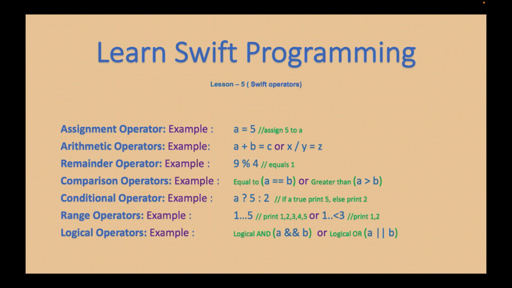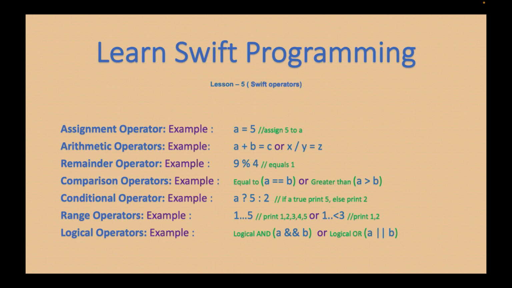Third one is remainder operator. We use the percentage symbol for remainder. That means 9 remainder 4 is equal to 1, because when you divide 9 by 4, 1 will be the remainder here. Next is comparison operator, where we compare two variables. Like when I say a equals b, I am comparing these variables, so it will return either true or false based on the values stored in the variables.